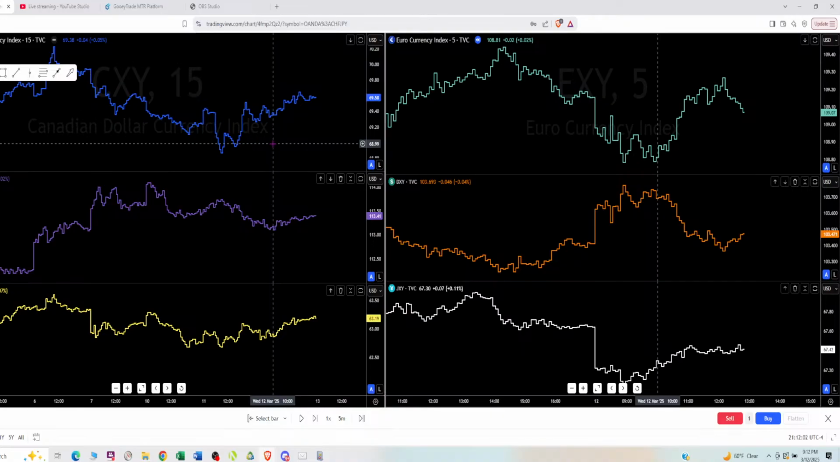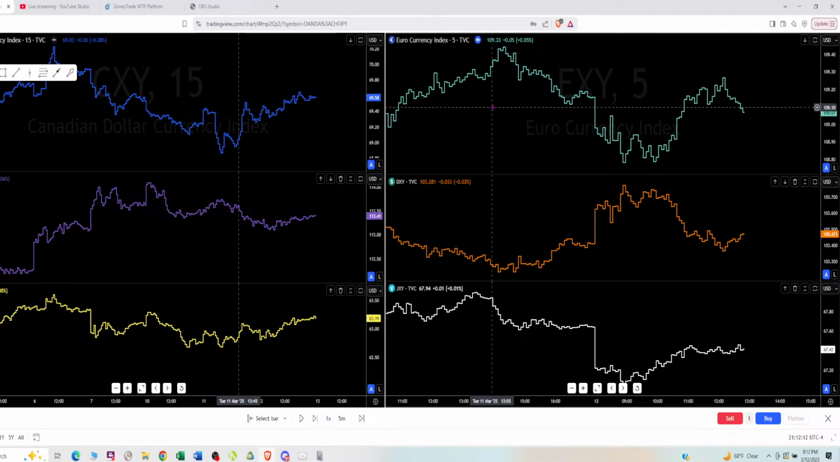Okay, so that's one thing. The other thing is you can use these on any time frame. However, I do find that for the most part, about the 15-minute chart works really well with this. But again, you can use this on any time frame. Okay, you need to have them all on the same time frame.